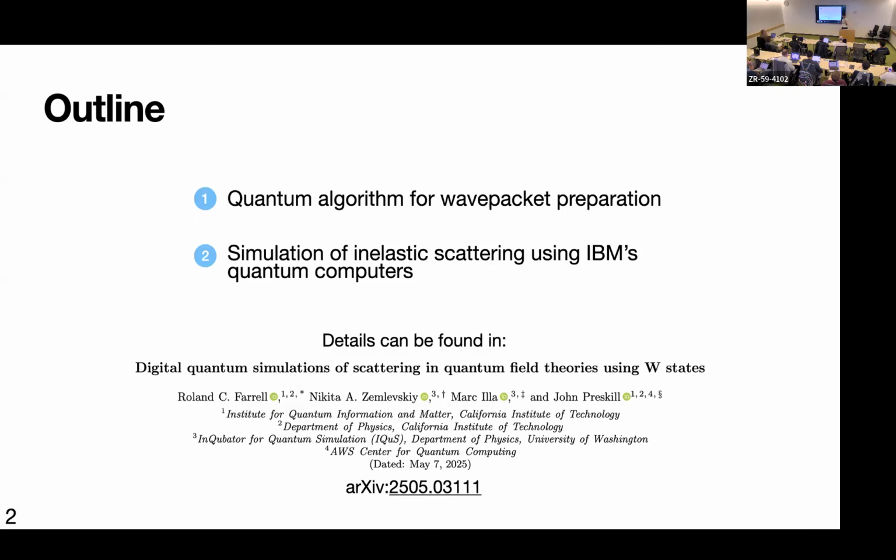So I'll briefly have two different parts. First, I'll tell you about this new quantum algorithm that we have for preparing the initial state in these scattering simulations. These are called wave packets. And then I'll tell you how we use this new algorithm to actually simulate inelastic scattering using IBM's quantum computers. Inelastic scattering is when you collide particles at high enough energies that you actually turn some of the kinetic energy into additional particles. The details on this work can be found in this preprint from May.